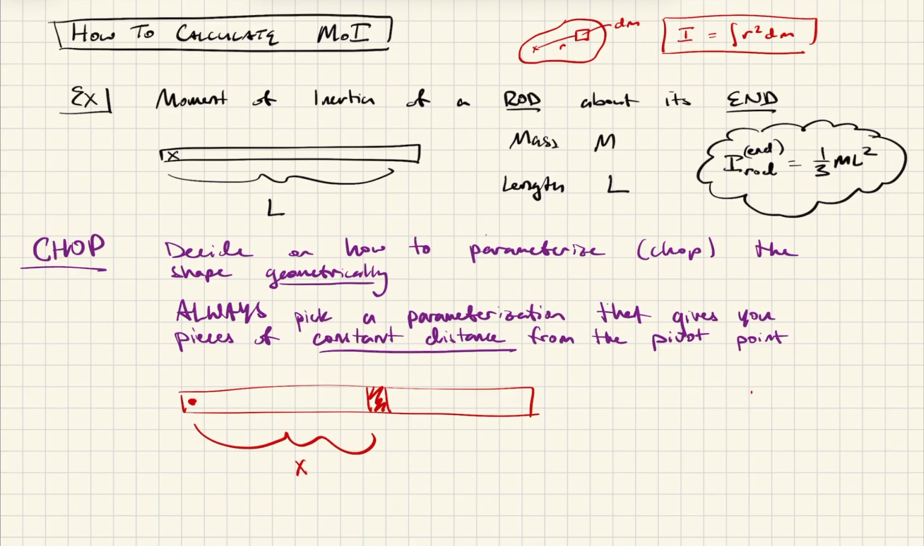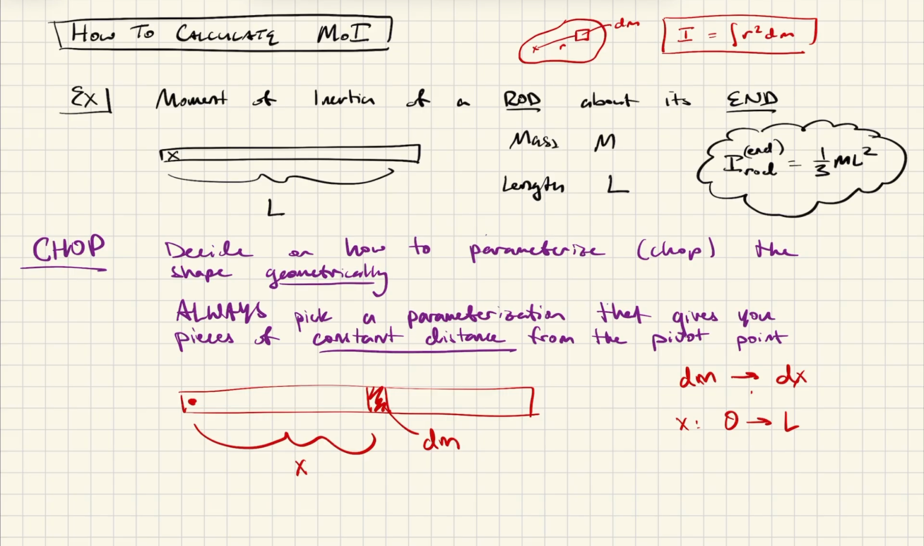And what I'm going to do is think about this patch here as some random patch somewhere in the middle of some mass dm, okay? And so this way, I know that the parameterization that's going to be useful is turning this dm somehow into a dx integral. And I know that I want my boundaries eventually to run from 0 to L, right? I need to add up all the patches from the left end of the rod at x equals 0 to the right end of the rod at x equals L.